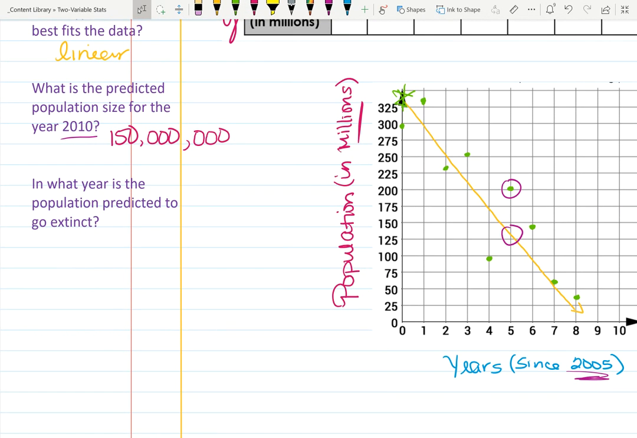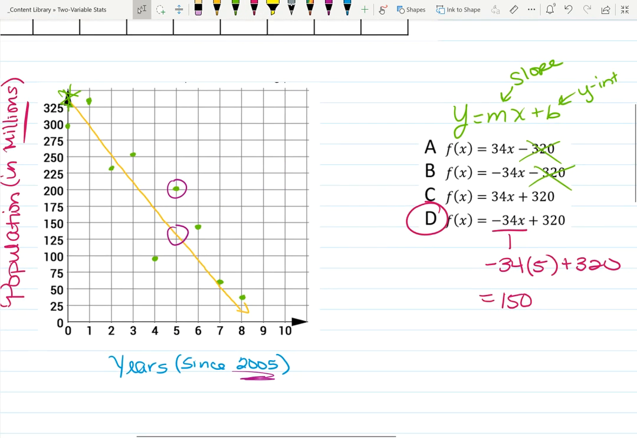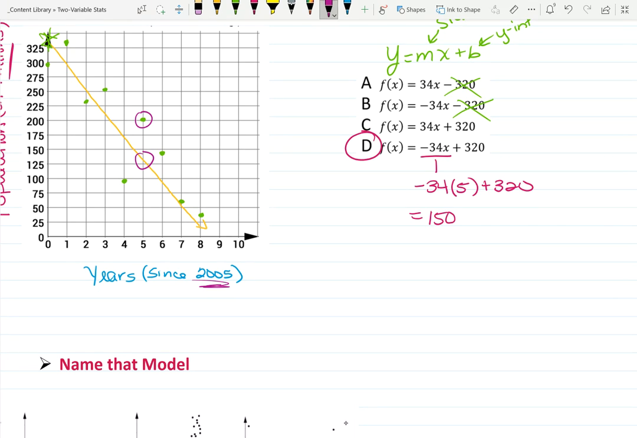Now, when they ask us in what year the population is predicted to go extinct, what does that mean? Predicted to go extinct would mean our population would be 0. So if our population is 0, that's our y value. We want to know when the population is supposed to be extinct. So I'm going to use my equation again, but replace y with 0. Now I'm solving for x because I want to know how many years it will take the population to be 0.